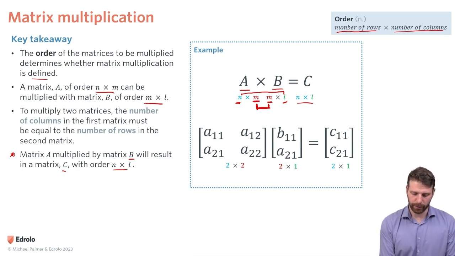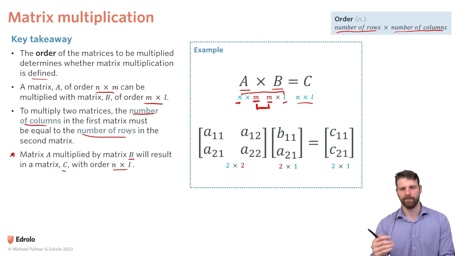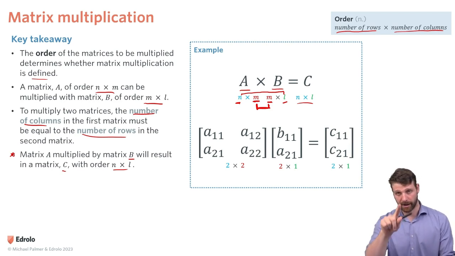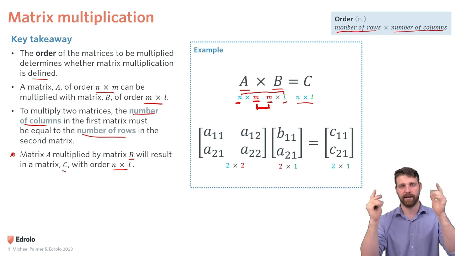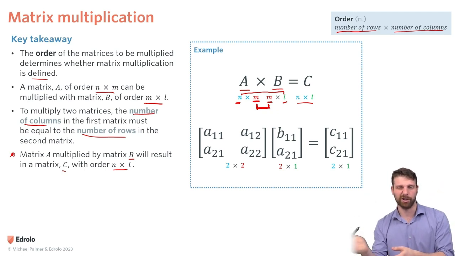Okay, to multiply two matrices, the number of columns in the first matrix must be equal to the number of rows in the second matrix. Okay, so that's sort of a description of looking at the orders there. I guess when I do this in practice, I do write out the orders and then I check, can I multiply them? And then I check how large the answer should be.